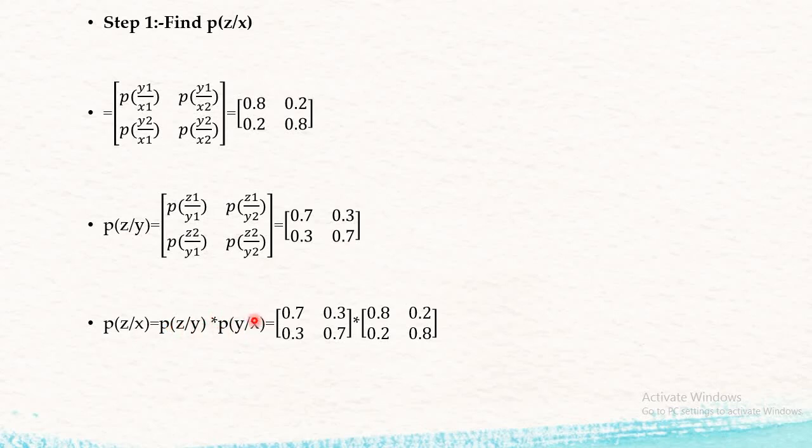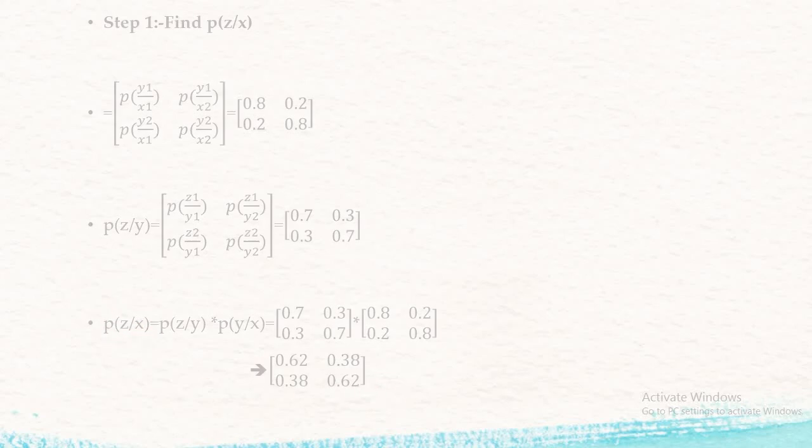The P(y/z) values are with us, the P(z/y) values are with us, and we put in the values. As these two are in matrix format, we take the matrix multiplication, and your probability of z by x comes out to be, after matrix multiplication, this value. So once P(z/x) is with us, we go for the second step.